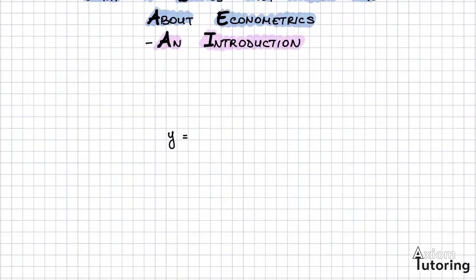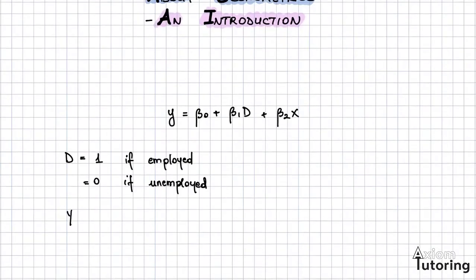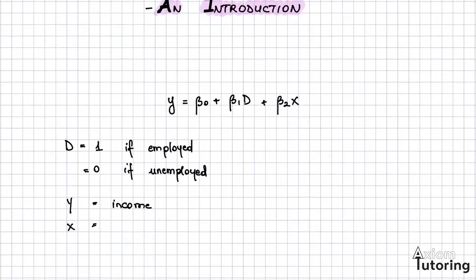Let's stick to our example of the previous videos, the baseline regression being y equals beta 0 plus beta 1 dummy variable plus beta 2 x. And for ease of interpretation, we're going to think that the dummy variable is equal to 1 if someone is employed and 0 if unemployed. We're also going to assume y is a variable income, while x is going to be years of education.